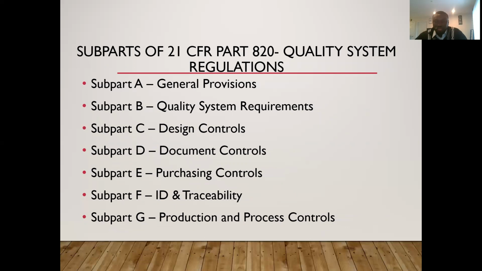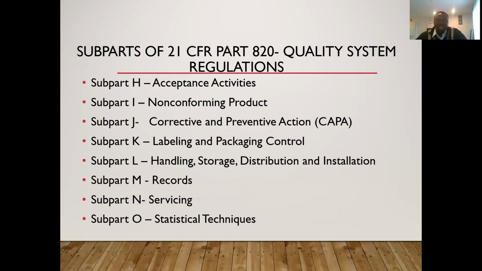So these are the subparts, and I'm going to run through them for us to understand from the US FDA perspective. Subpart A, the general provisions, is just giving an overview. Subpart B, quality system requirements. Subpart C, design controls. D, document control. E, purchasing controls. F, ID and traceability. G, production and process control. H, acceptance activity. I, non-conforming product. J, corrective action, that is CAPA, and preventive action. K, labeling and packaging. L, handling, storage, distribution, and installation. M, records and servicing. The last one, O, which is statistical techniques.